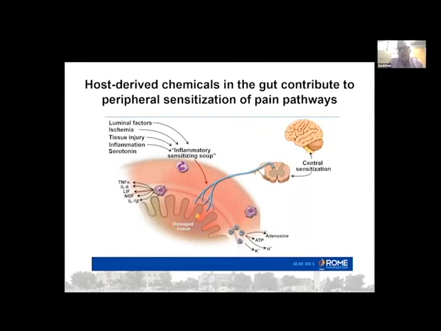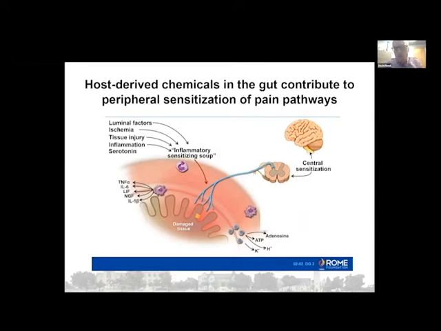So this is a schematic demonstrating that we've learned that there are both peripheral and central factors that influence visceral pain. And we've learned over the last few decades there's a number of host mediators that are secreted by various cell types that can influence visceral pain within the gut. But of course, what's missing from this slide is the microbiota, which we know there's a lot of microbiota host crosstalk in various GI disorders.